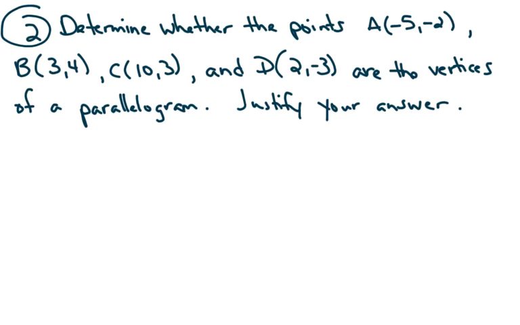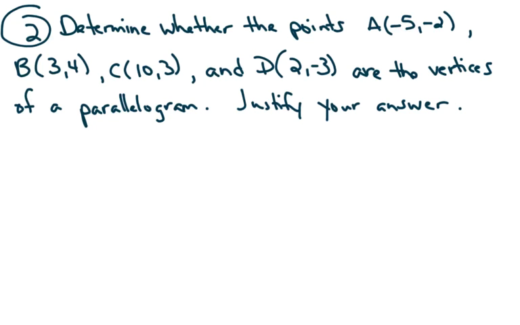So you could find the slopes of the opposite sides and see if they're the same. You could find the length or distance of the opposite sides, see if they're the same. But there's another way of determining if something is a parallelogram or not. If the diagonals of the parallelogram have the same midpoint, in which case they bisect each other, it's a parallelogram.